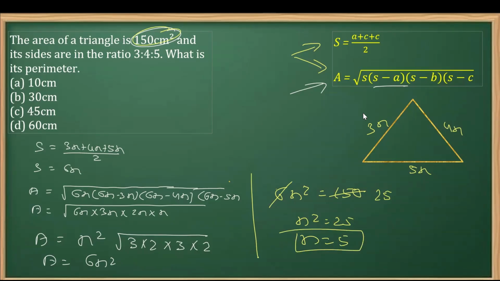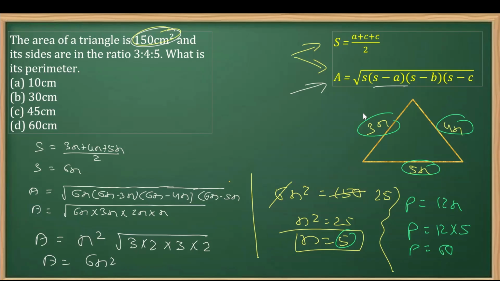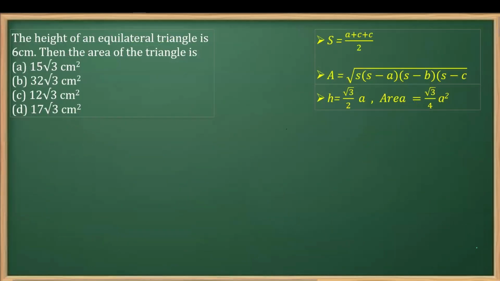Once we got x, we can find the perimeter. The perimeter is the sum of the three sides of a triangle. We have already calculated the perimeter earlier also. The sum is 12x, and x we have obtained as 5. So that gives 60. The unit is centimeter, so it is 60 centimeter. That is, option D is correct in this case.